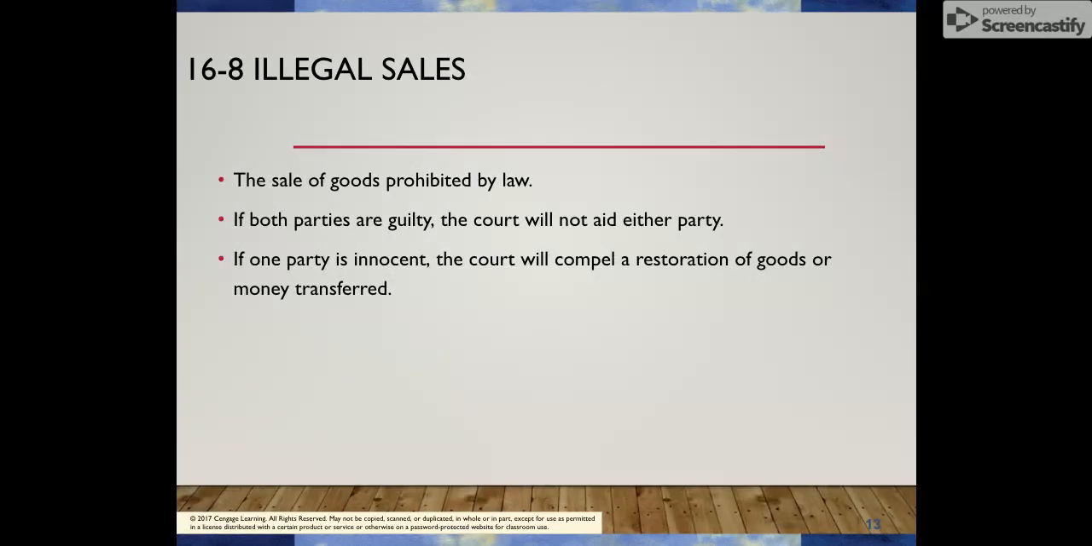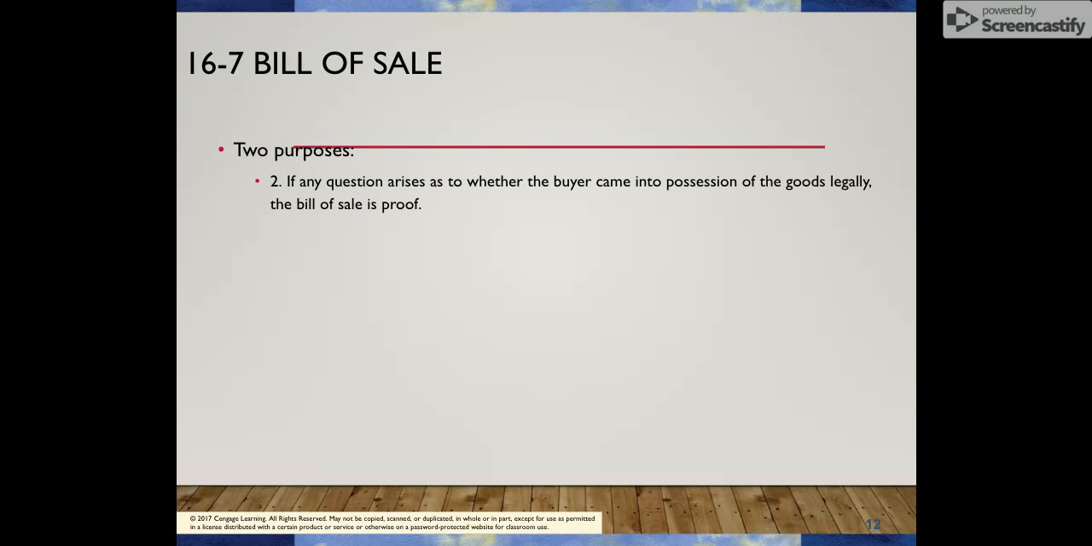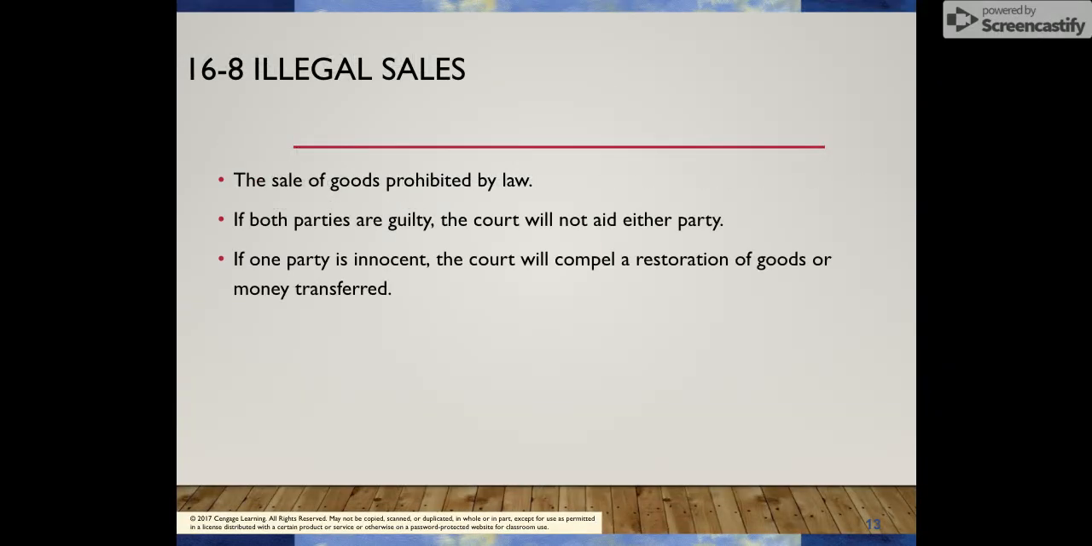Illegal sales are prohibited by law. If both parties are guilty, the court will not aid either party. But if one party is innocent, the court will compel a restoration of goods or money transferred. In the bill of sale scenario, if the person prior came into it illegally and then sold it to you, and you thought you were all good and everything went legally in that transaction, they will restore your money for you.